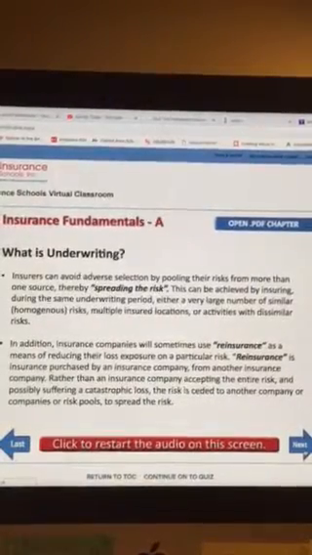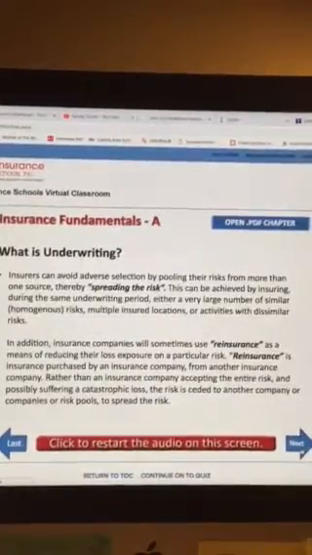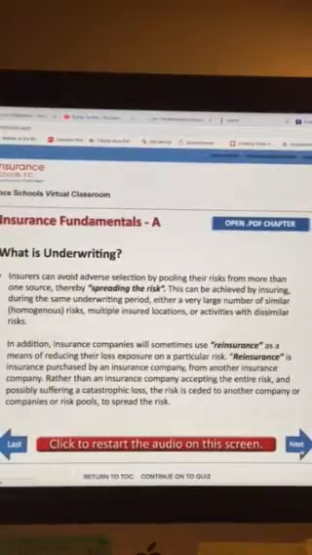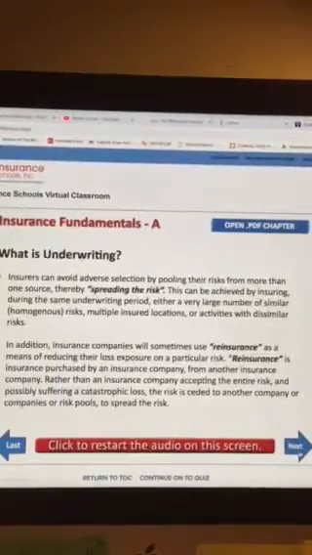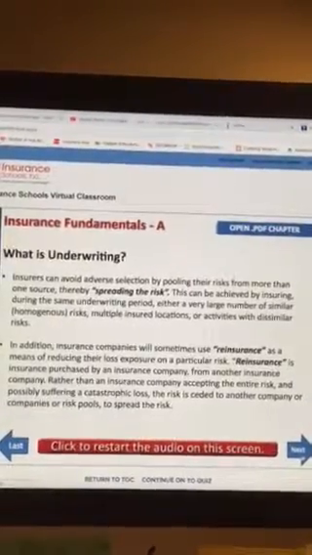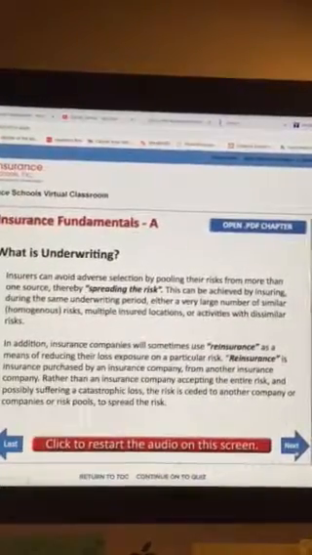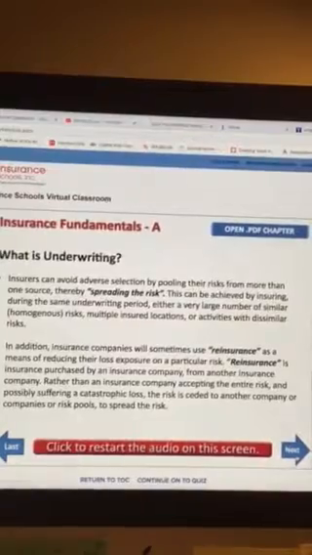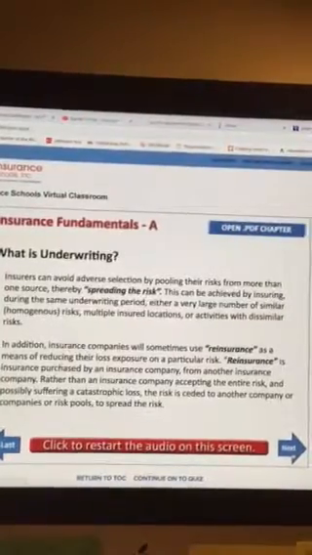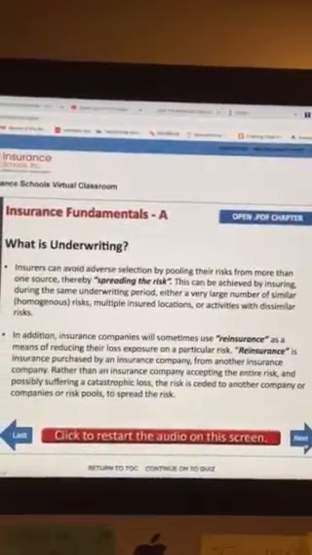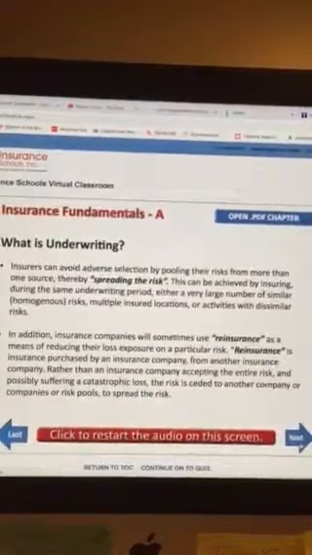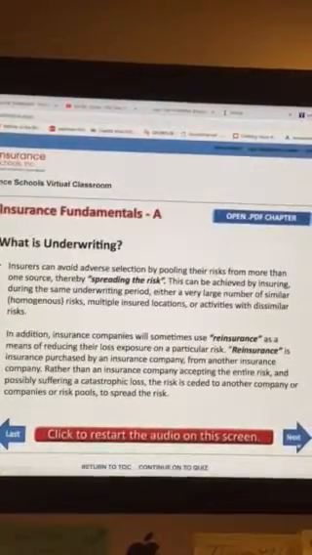In addition, insurance companies will sometimes use reinsurance as a means of reducing their loss exposure on a particular risk. Reinsurance is insurance purchased by an insurance company from another insurance company, rather than an insurance company accepting the entire risk and possibly suffering a catastrophic loss. The risk is ceded to another company or companies or risk pools to spread the risk.